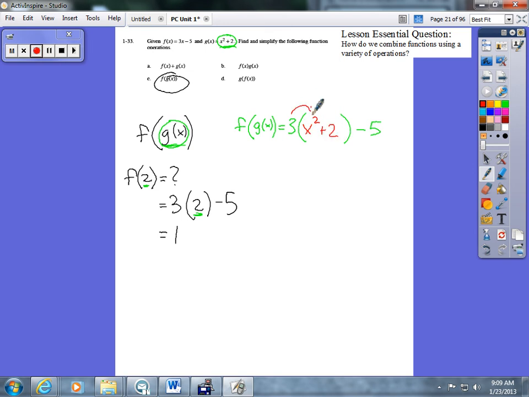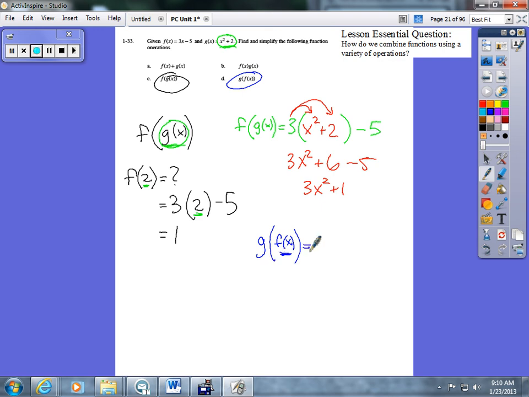So distributive property. Okay, so 3 times x squared is 3x squared. 3 times 2 is 6. Okay, minus 5. So 3x squared plus 1 is my final answer. That's function composition. Let's review that with letter D, which is g of f of x. So now I'm doing essentially the same thing, except I'm reversing. Now I'm substituting f into g.